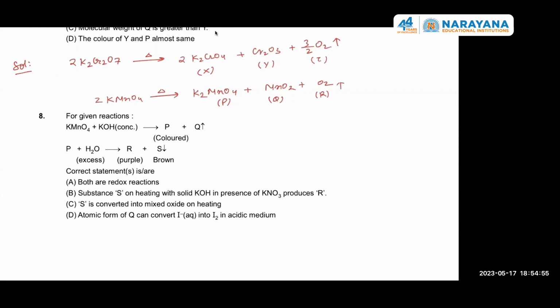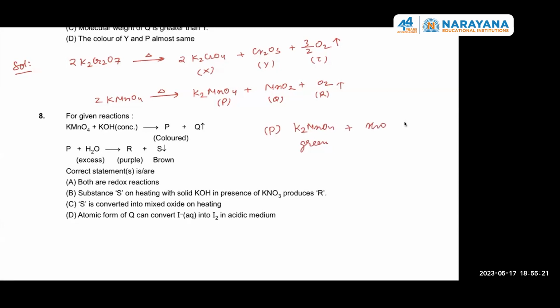A is correct. Both are redox reactions. So what are these reactions? KMnO4 in concentrated KOH, the basic medium, will convert into K2MnO4, which will be green colored. And in this situation, water will also form.